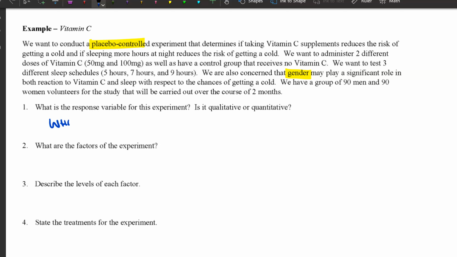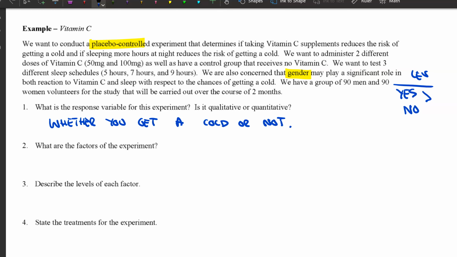Whether you get a cold or not. That's what we're measuring at the end. Okay. The responses are going to be either yes, I got a cold, or no, I didn't get a cold. These would be the levels. No, levels, I'm sorry, levels are of an explanatory variable. These are just the responses.